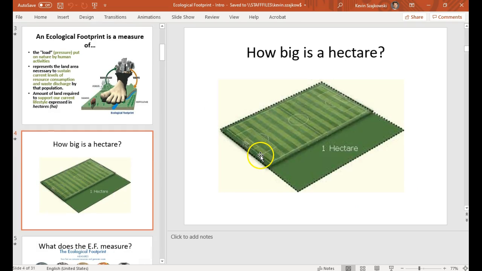Okay, and so how much is a hectare? A hectare is sort of the cousin of what we might recognize more commonly used as an acre. An acre is the U.S. measurement, the imperial measurement. A hectare is the metric version of that.